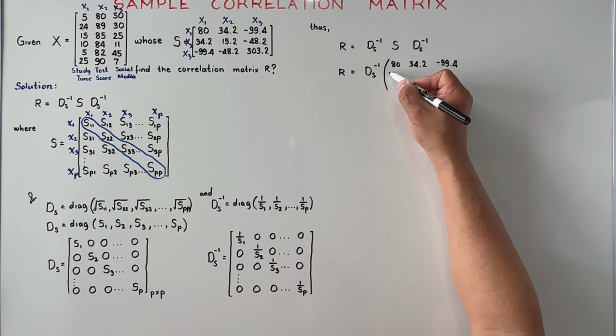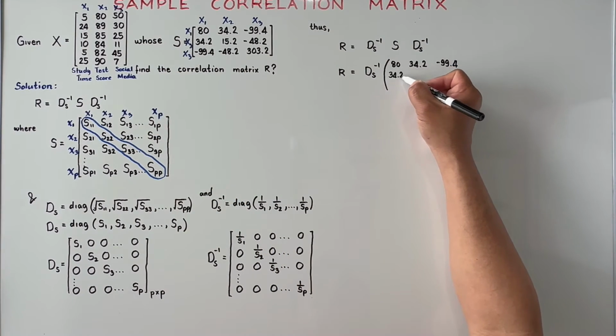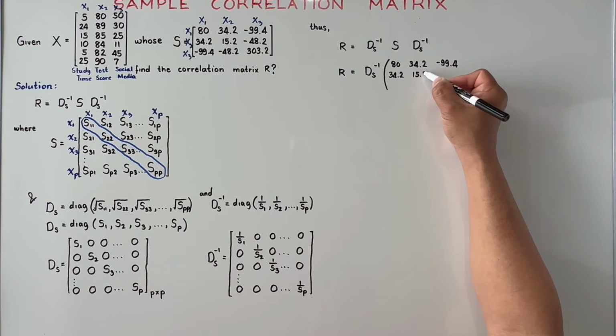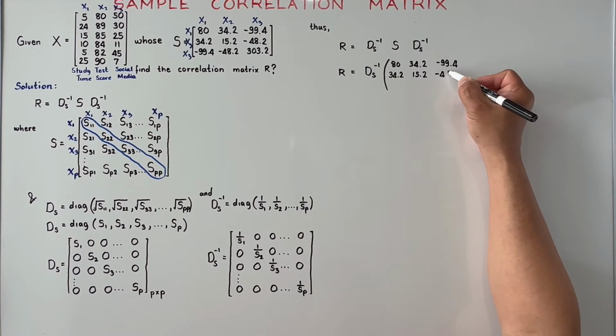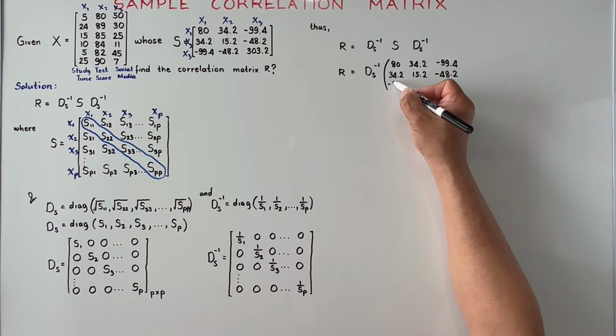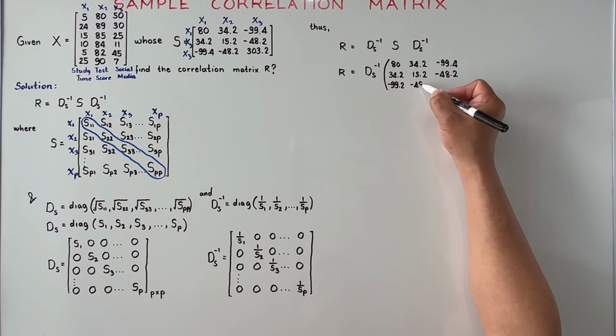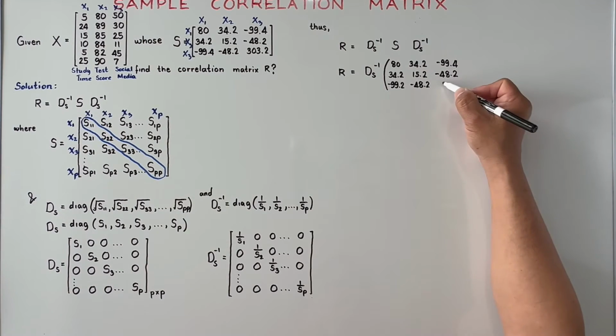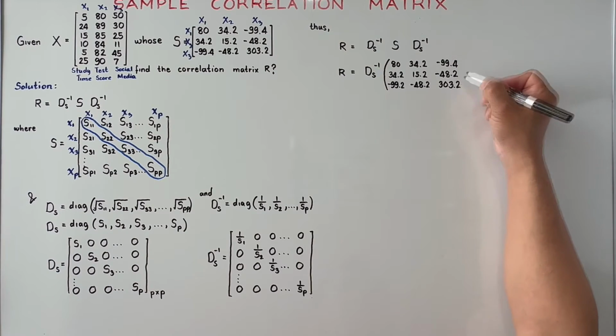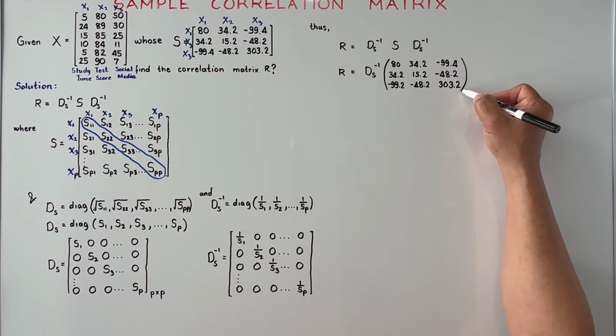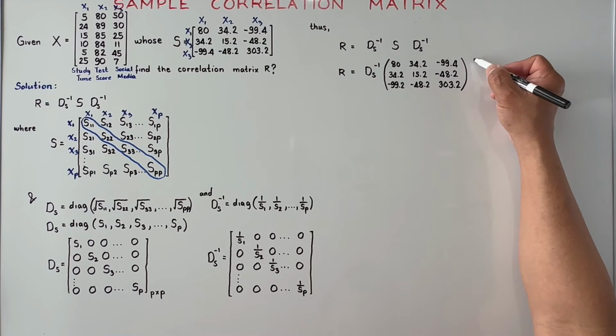So we have here 34.2, 15.2, and negative 48.2. Also we have negative 99.2, negative 48.2, and we have here 303.2. So this is our sample covariance matrix multiplied by our DS inverse.